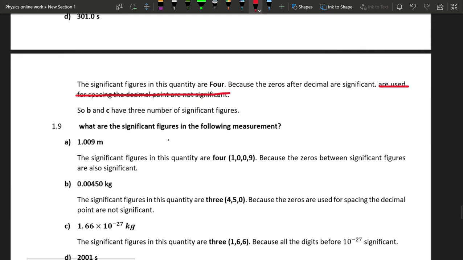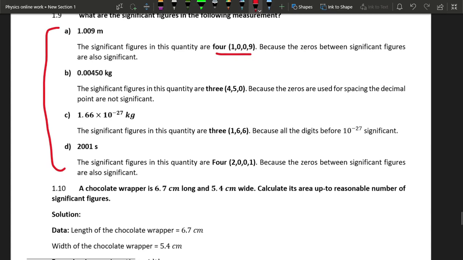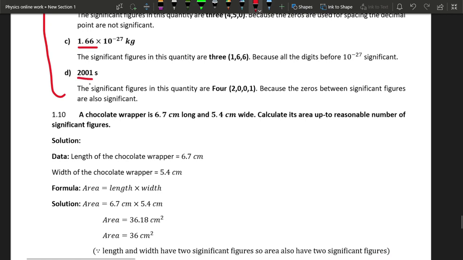Now what are the significant figures in the following measurement? The same rules you can apply for finding the significant figures. We come to know that in 1.009, as these two zeros are between two significant numbers, there are 4 significant figures. Similarly, it has 3 significant figures, because these zeros are used for spacing. They are not significant, but 4, 5 and 0 are significant. Similarly, this quantity also has 3 significant figures, and this quantity has 4 significant figures, because zeros between the significant figures are also significant.